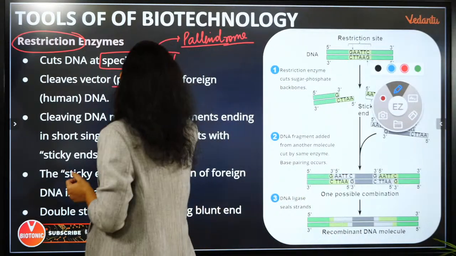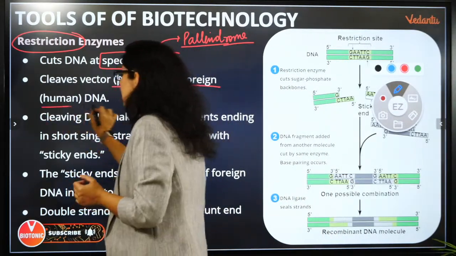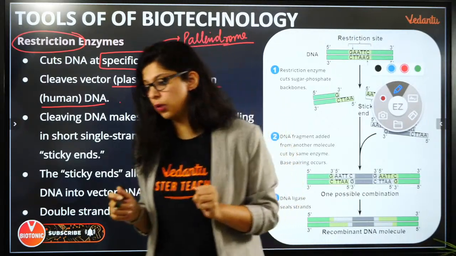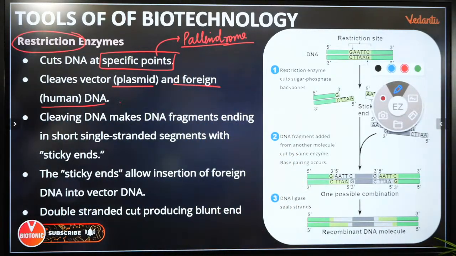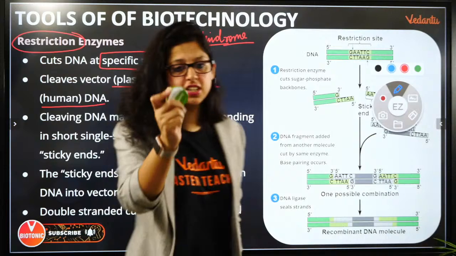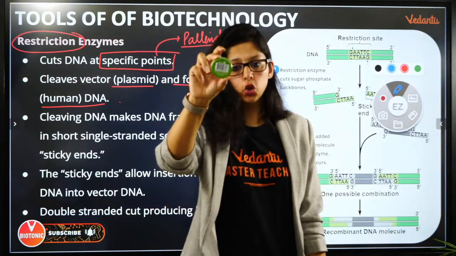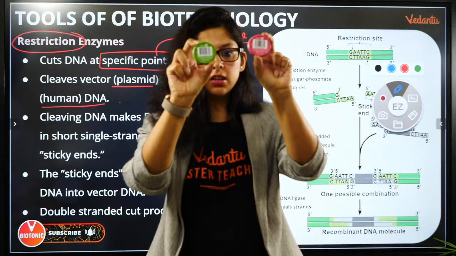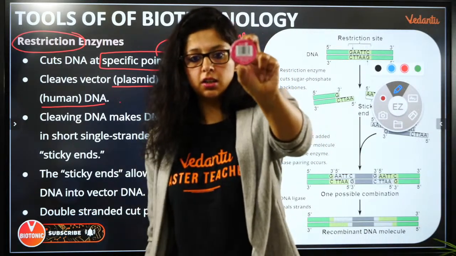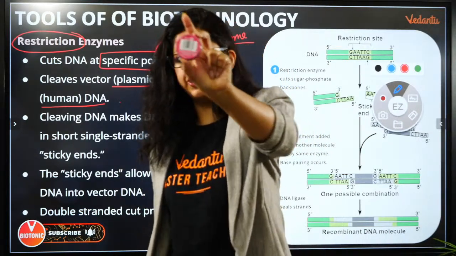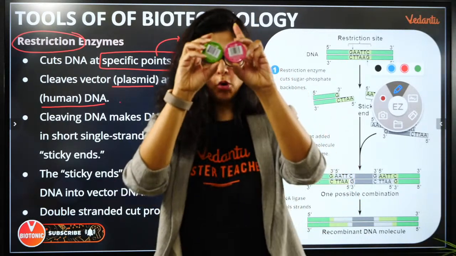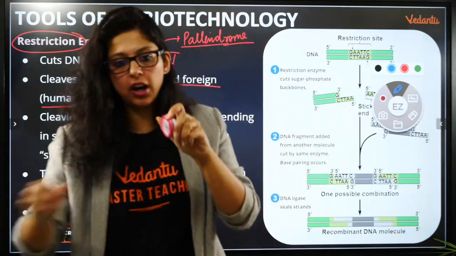So it cuts the vector. Cleaving is to cut the vector plasmid and foreign human DNA. Now the beauty is, what is the really important thing that it does, I would really like to explain it to you. Now suppose this is human DNA which needs to be cut, and let us say this is the gene of interest, or this is the plasmid, both of them. Can you see? So it's going to cut both of them.